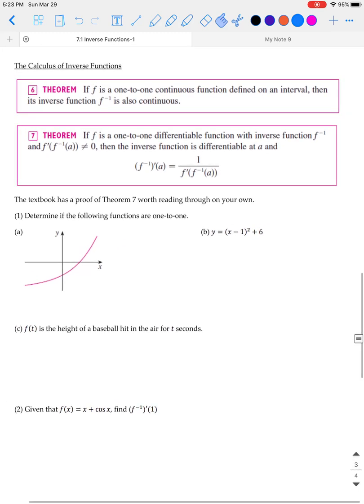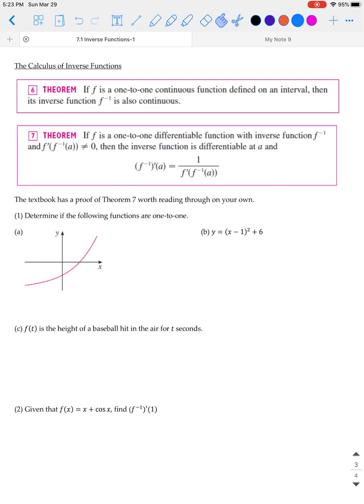So we've got two theorems here, and they are definitely going to be important to us. First one is telling us that if f is a one-to-one continuous function, then its inverse is also continuous. So that one-to-one property carries over continuity between the two functions, which is nice.